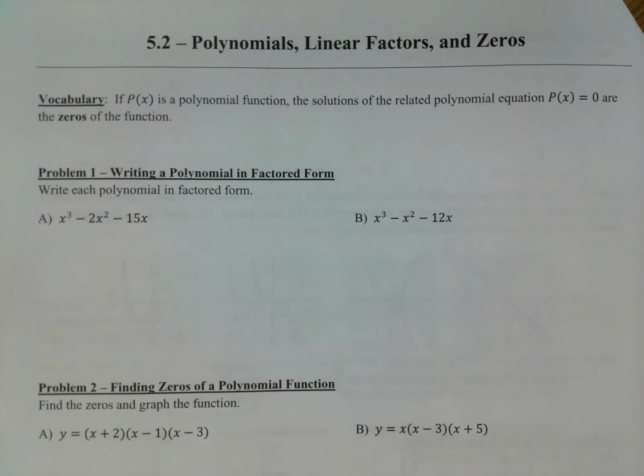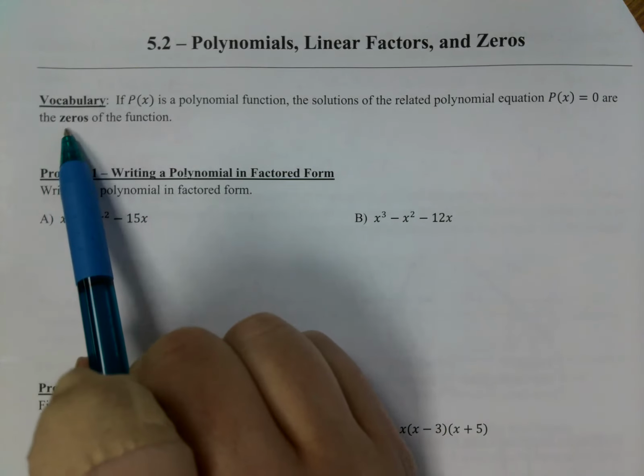5.2 polynomials, linear factors, and zeros. So this is going to be reviewing from chapter 4. So now we're going to have multiple zeros. So in chapter 4, we talked about zeros of a function.